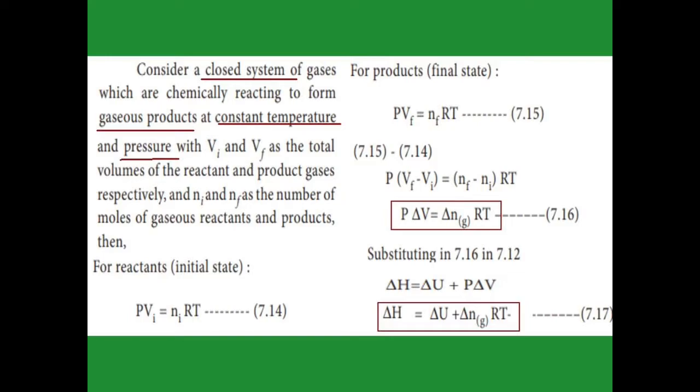This equation we can substitute into equation 7.12. What is 7.12? Delta H = delta U + P delta V. Here, instead of P delta V, we put delta Ng RT from equation 7.16. We get the equation for the enthalpy of gases: delta H = delta U + delta Ng RT. This equation is for gases.